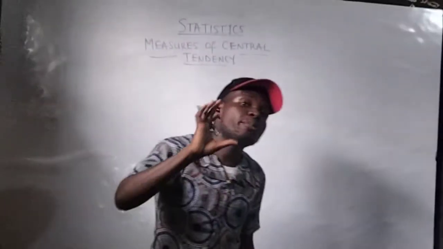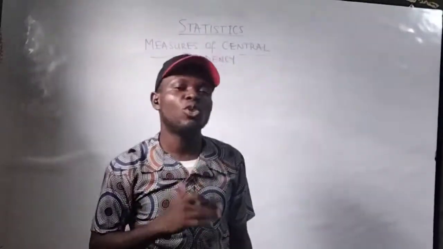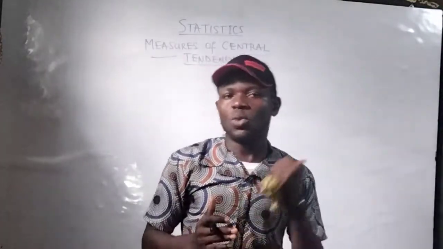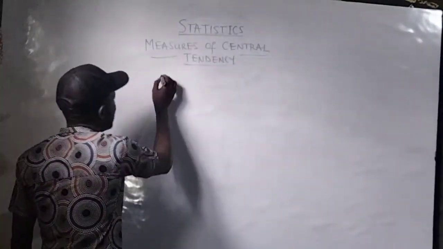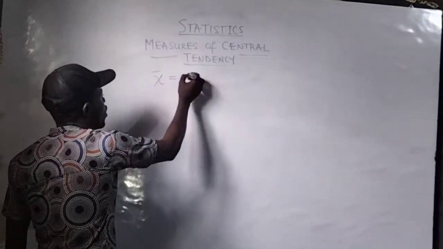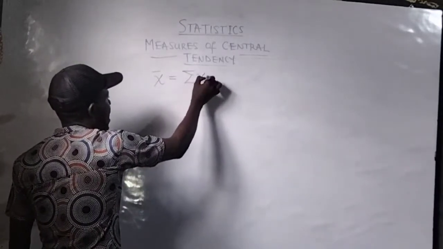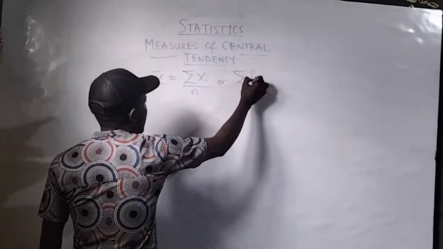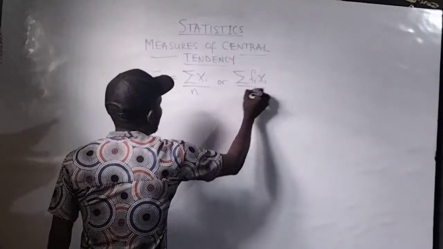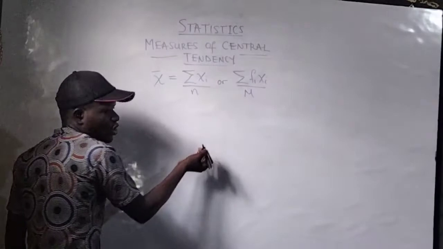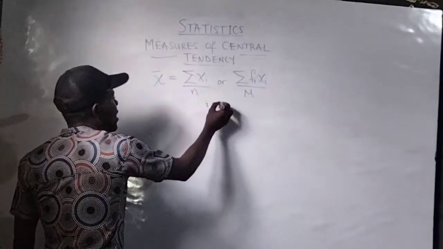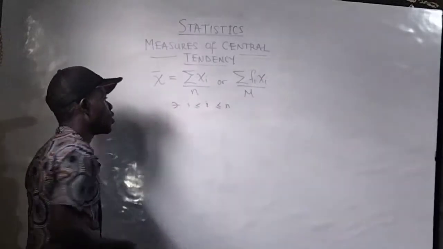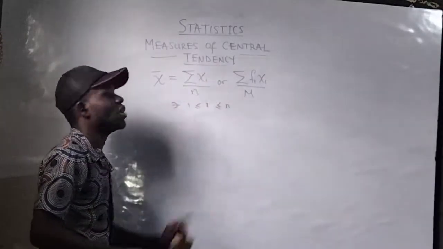Under arithmetic mean alone, we have various methods of solving for means, and we still arrive at the same answer. So what I just gave you can simply be referred to as the direct method of solving for mean: either summation xi over n for the ungrouped data, or summation fi xi over capital N for the grouped data, with your i ranging from 1 to n.